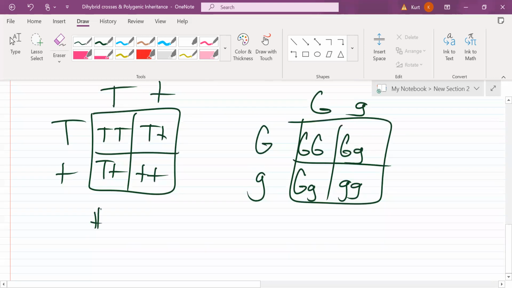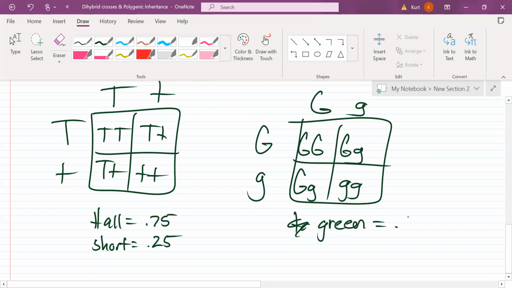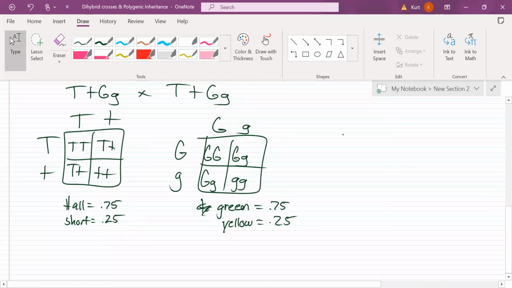Okay. Tall is 0.75. Short is 0.25. Green is 0.75. Yellow is 0.25. And so, if I want to know how many are going to be tall and green, what you do is you just multiply the frequencies. 0.75 times 0.75 equals 0.5625. Same as the dihybrid cross.